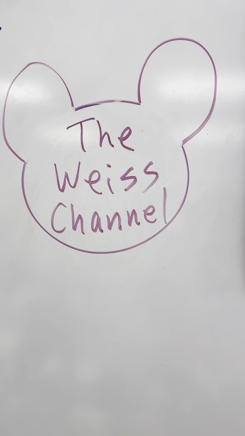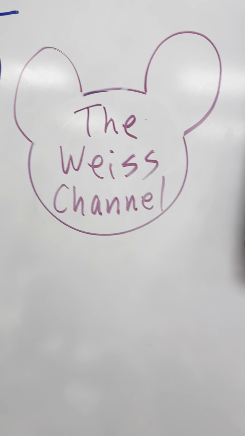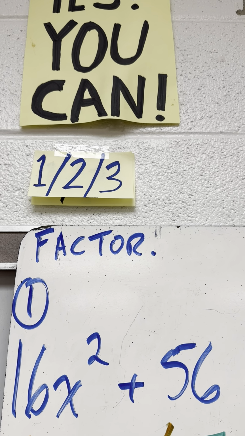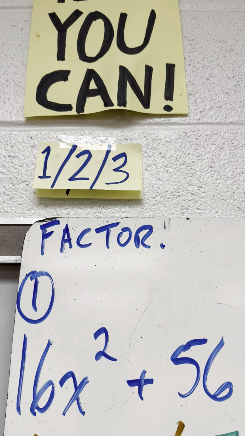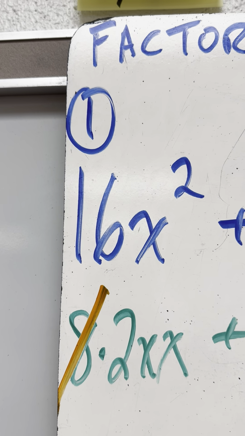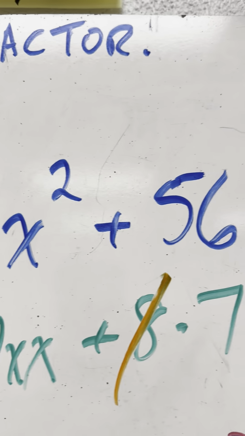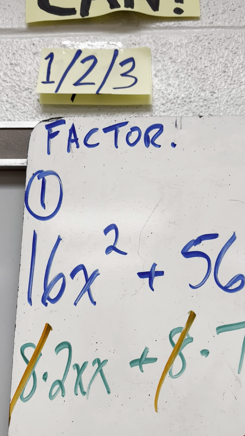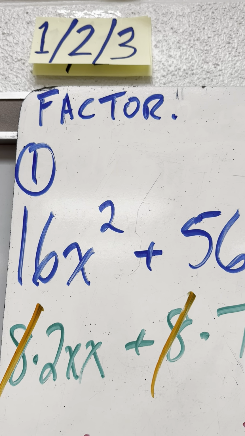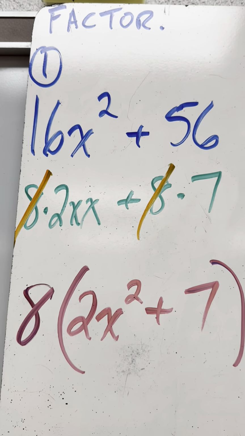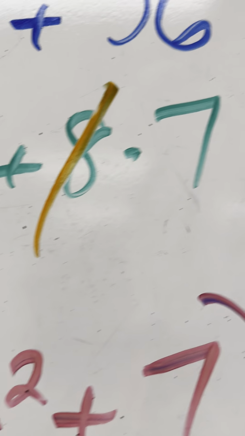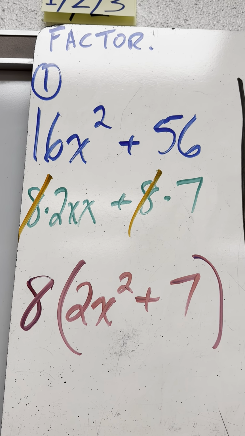Today I'm going to talk to you about factoring. For example, we're going to factor 16x squared plus 56. Now, 16x squared is the same as 8 times 2x squared. 56 is 8 times 7. What's common to those two terms? Well, 8. So we take out 8. Write it down. In parentheses, what's not crossed out? 2x squared plus 7. That's called factoring.